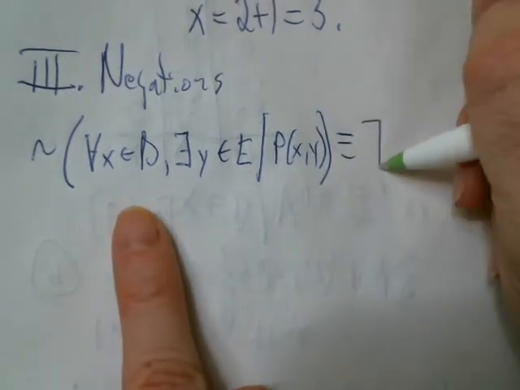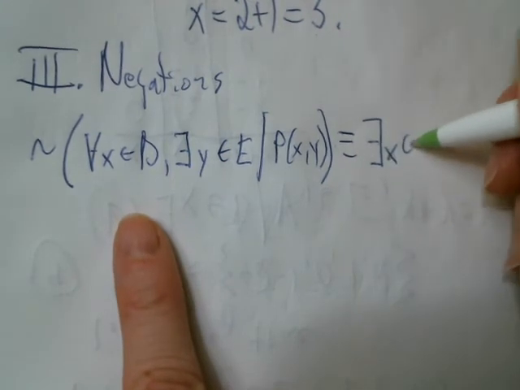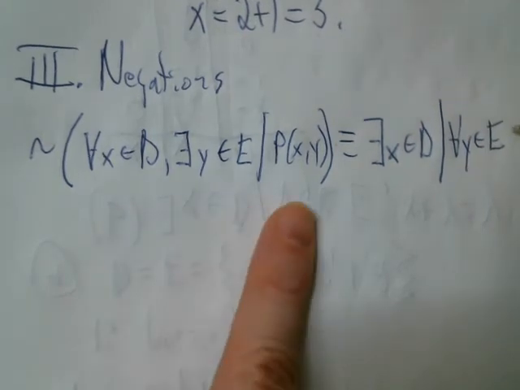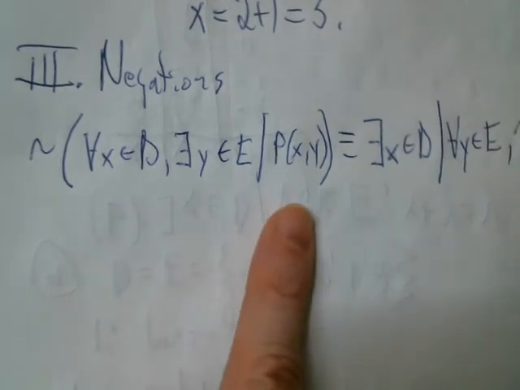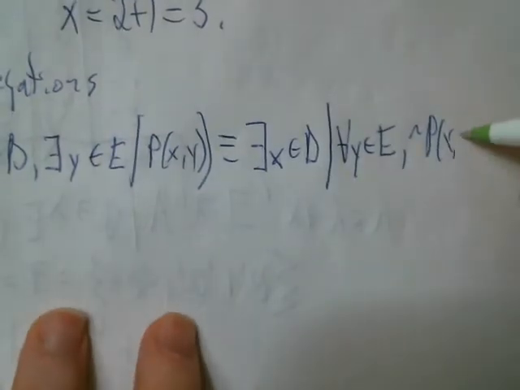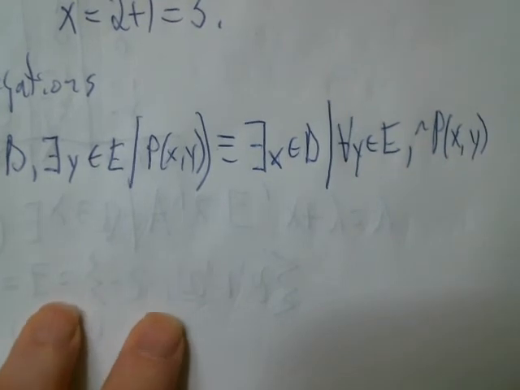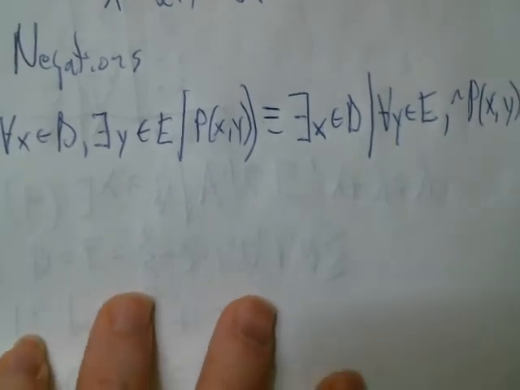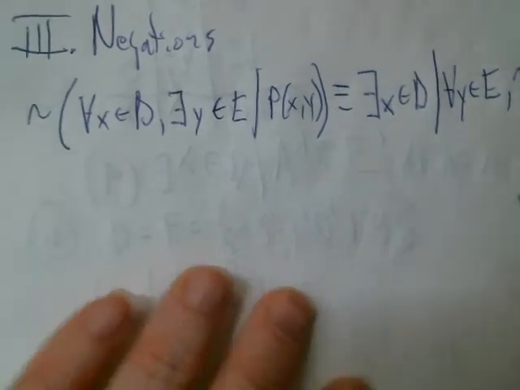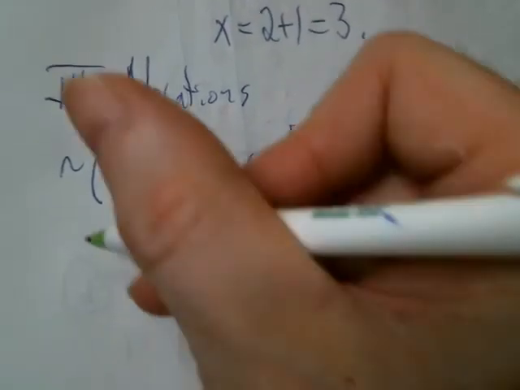So let's do it. This will end up being: there exists an X in D such that for all Y in E, it is not the case that P of X, Y is true. Sorry, I went off the page there. Okay, so negating that, you just flip the quantifiers and negate the predicate.